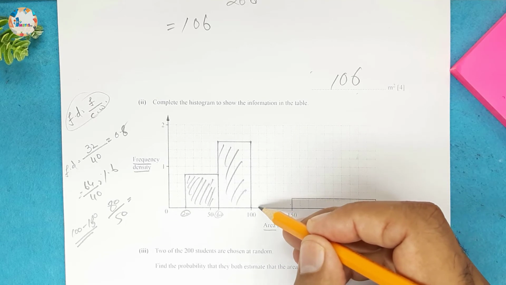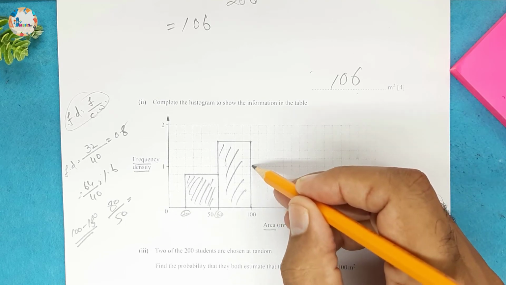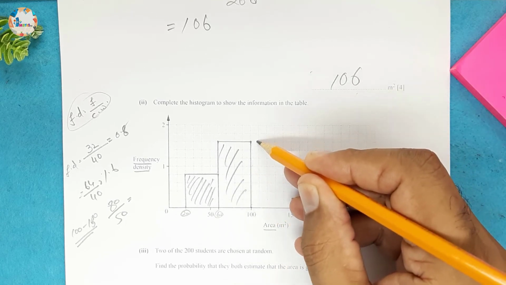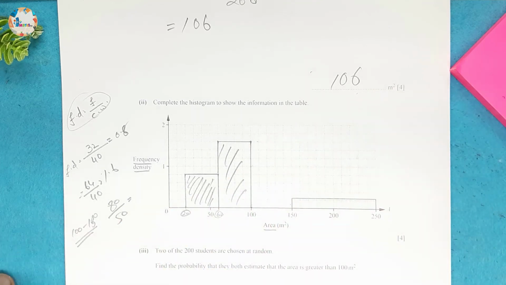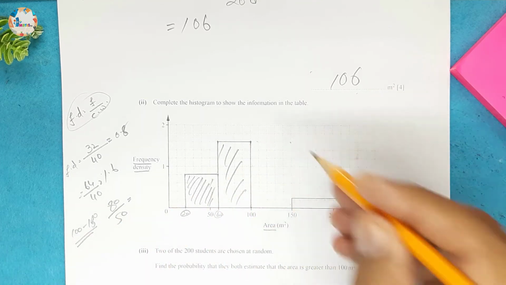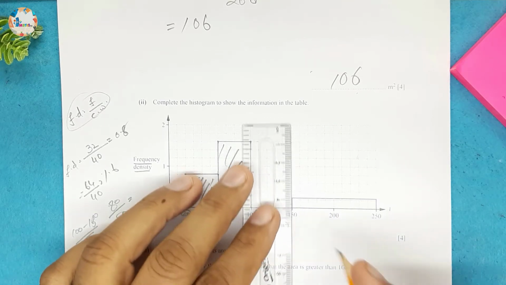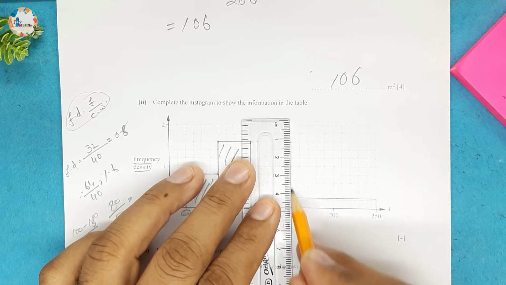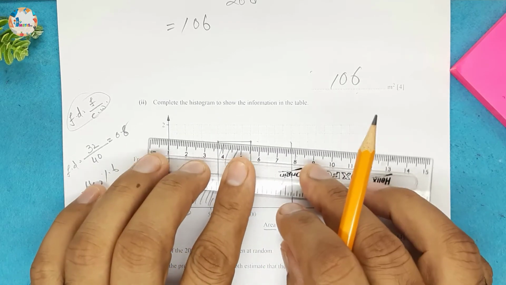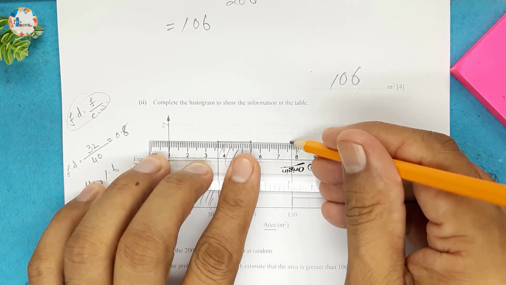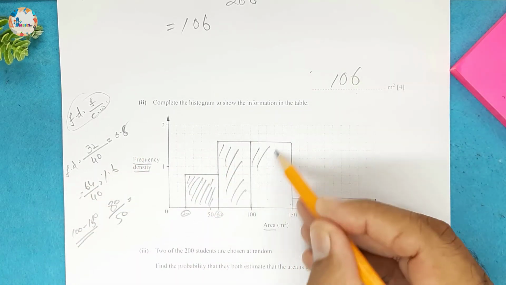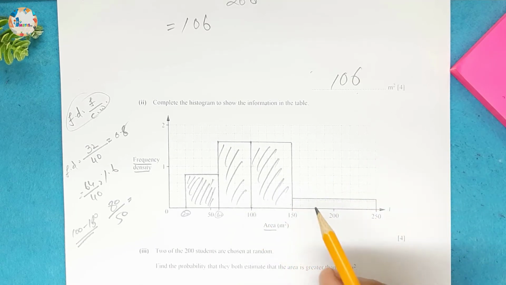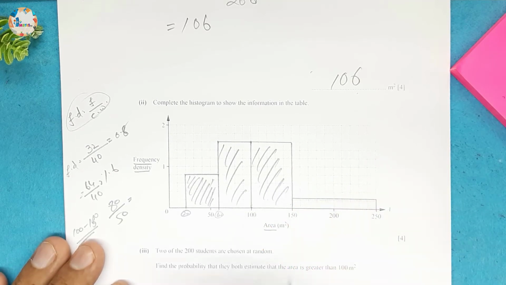So this will be 1 will be up to this one, and 1.6 will be, so this will be 1.6 up to this one. So by the help of scale we can extend this up to this. So this is basically the separate bar for this 100 to 150. So this histogram is done.